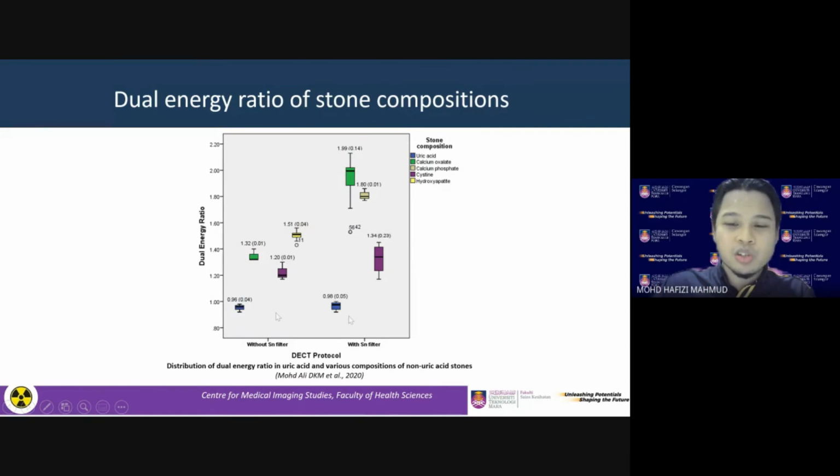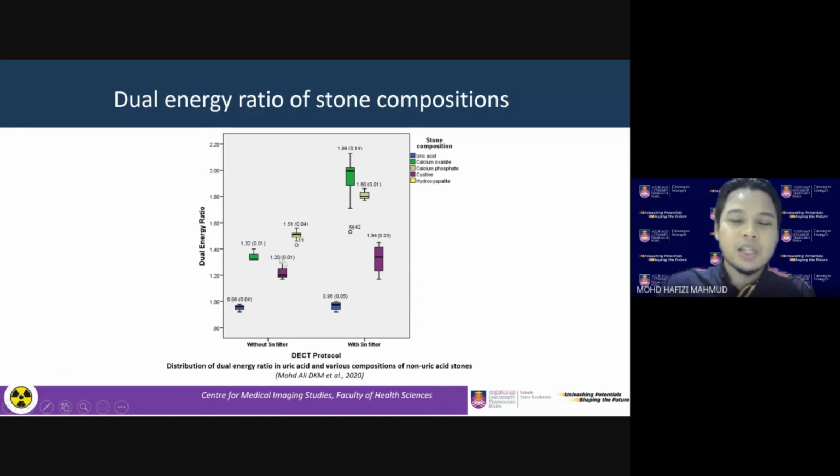For uric acid, it's almost similar, with a little bit of overlap, even without filter and with filter. But when we apply the thin filtration, there is less overlap. That means the filtration applies the separation.